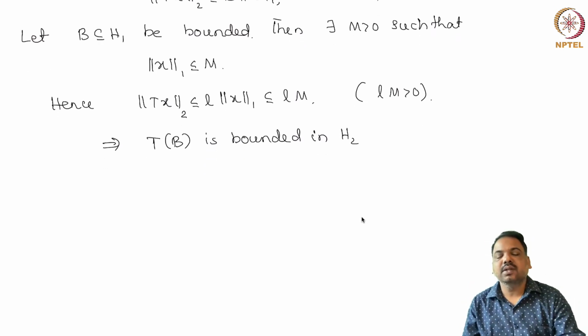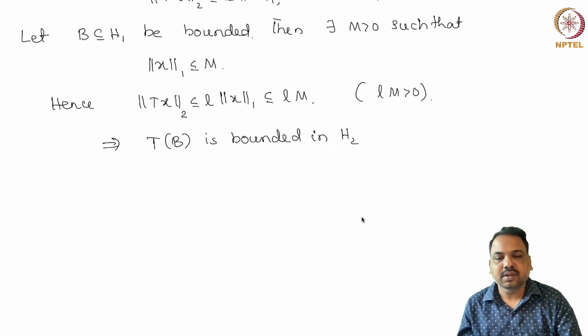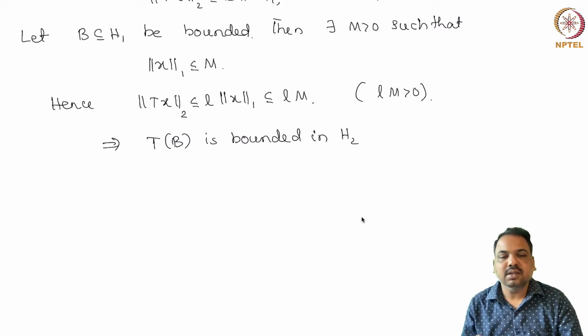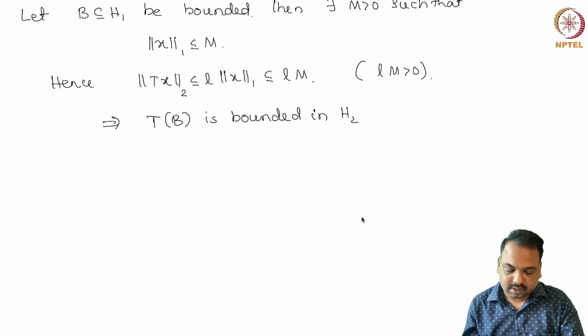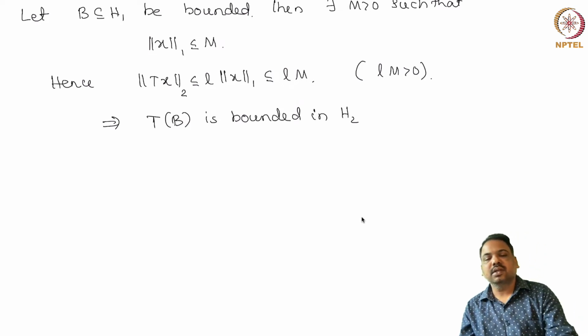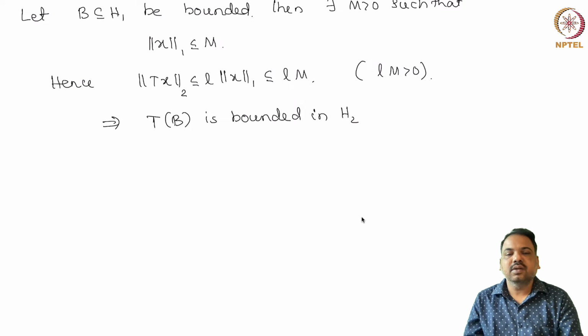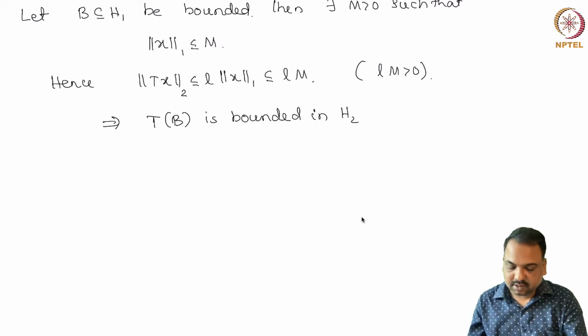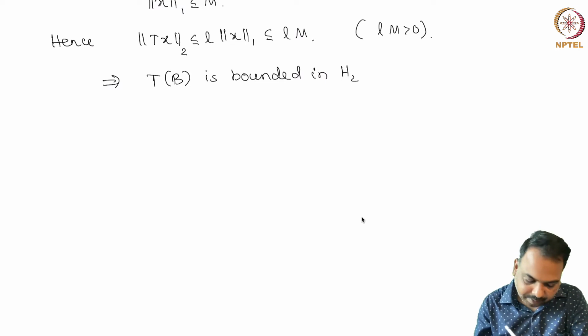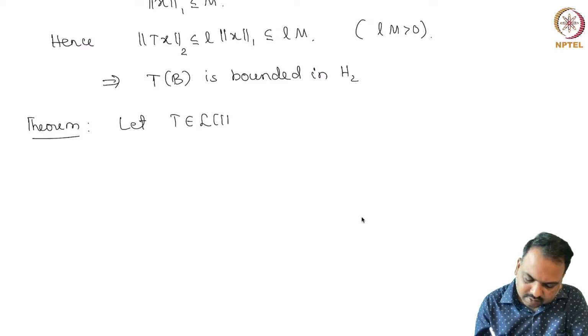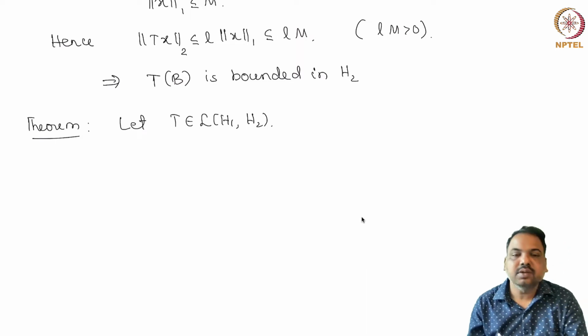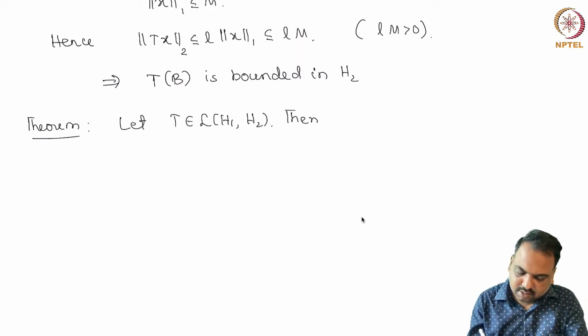So the conclusion is the following, that whenever T is a bounded linear map, then we can say that there exists a constant L such that norm Tx is less than or equal to L times norm x. So this is a characterization of bounded linear maps. In fact, we can show that this boundedness property is equivalent to the continuity of the linear map. So here we state that as a theorem. Let us take T to be a linear map from H1 into H2. Then the following are equivalent.